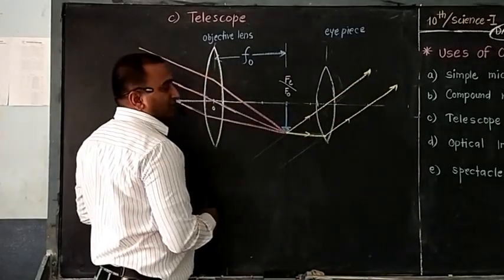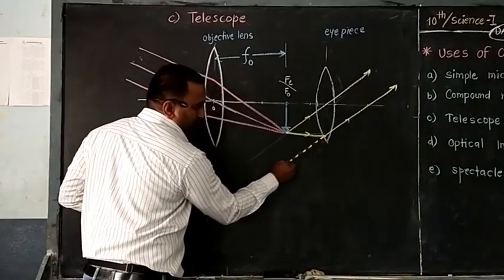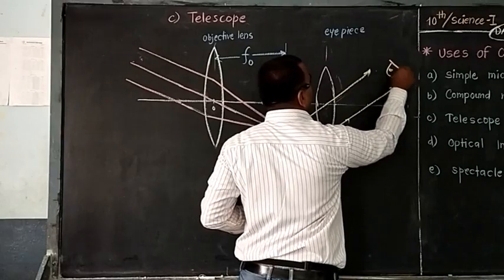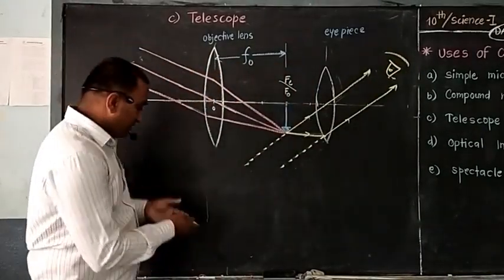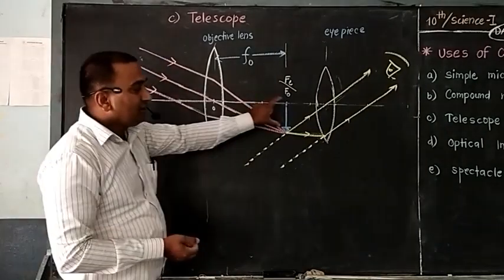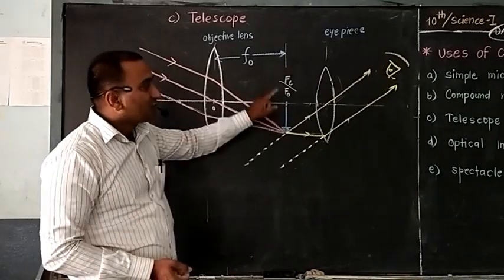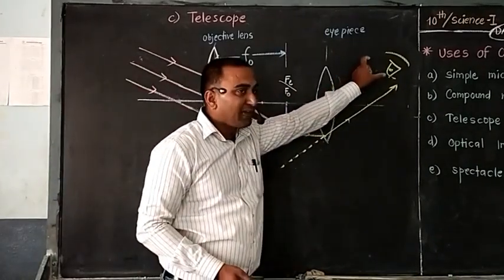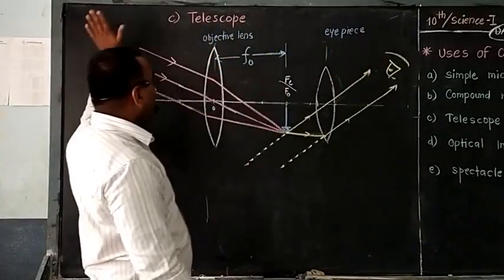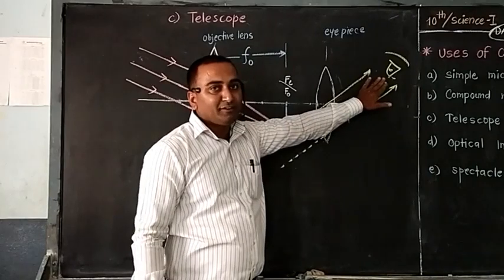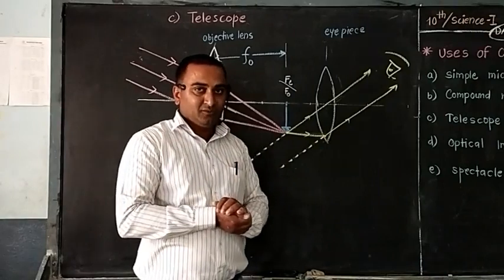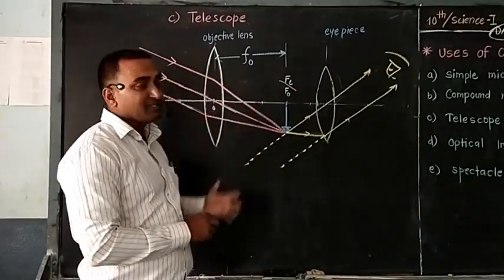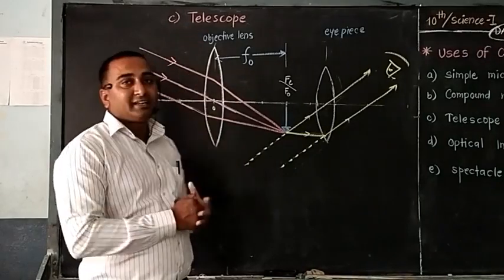But see, they are not meeting each other. But when you extend them, see, here they are also parallel. So the incident rays which are parallel give the image at the focus, and this image is used as an object for the eyepiece, which is also at the focus, and the rays travel parallel. They will meet at infinity. So the objects which are giant, we can observe as they are, though they are in a distant region. That is the working of the eyepiece and the objective lens combined. It is the working of the telescope.